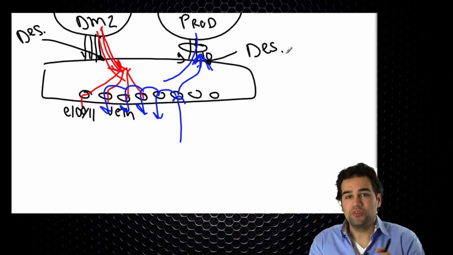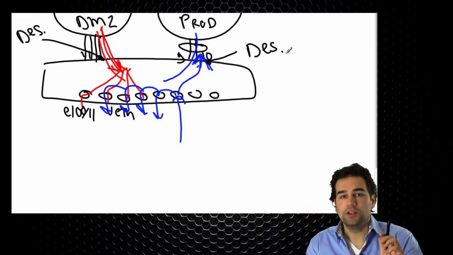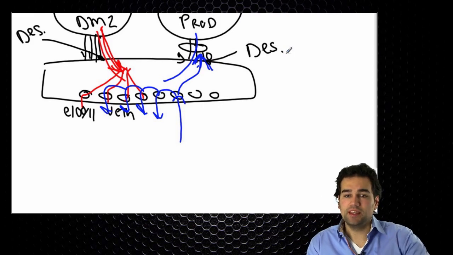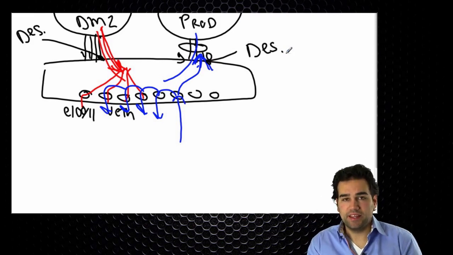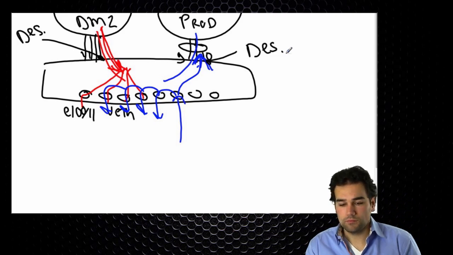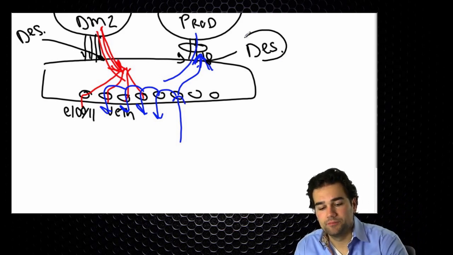So per VLAN, I select one uplink to be the designated port for receiving and sending out broadcast packets for that given VLAN. That is going to be my designated receiver.